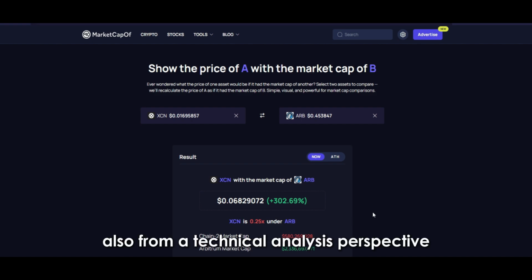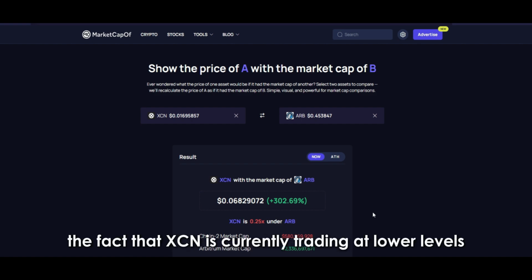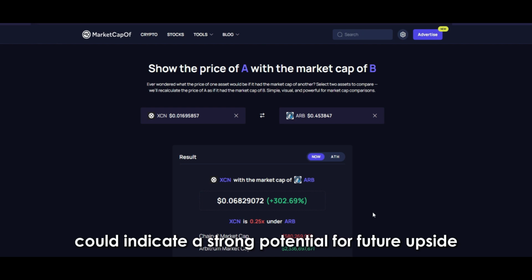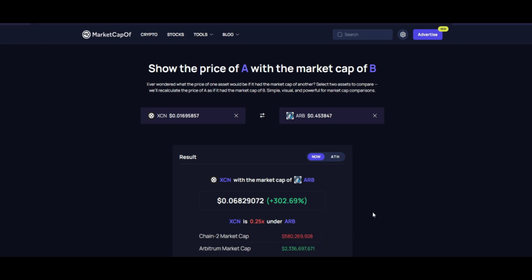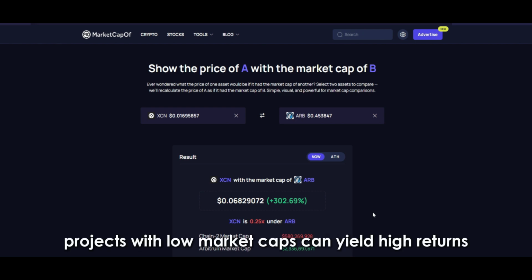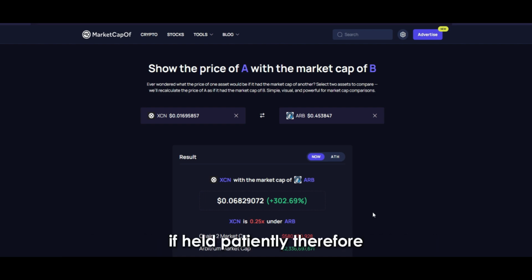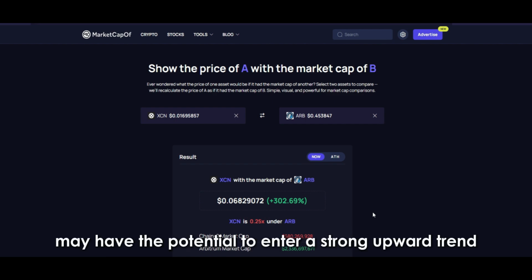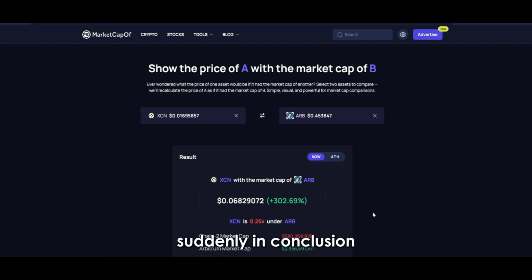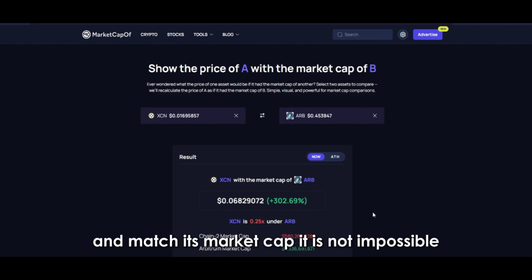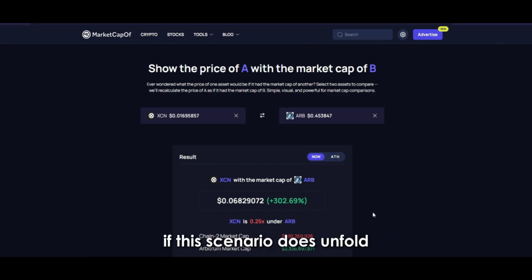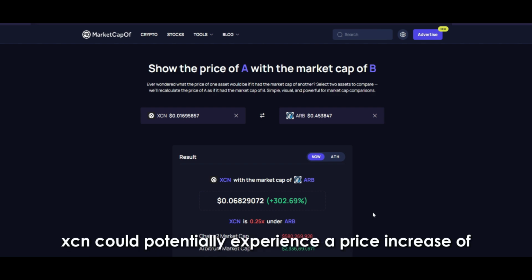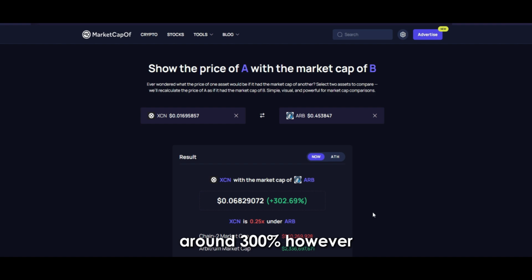Also, from a technical analysis perspective, the fact that XCN is currently trading at lower levels could indicate a strong potential for future upside. For long-term investors, projects with low market caps can yield high returns if held patiently. Therefore, XCN, like some small projects in the past, may have the potential to enter a strong upward trend suddenly. In conclusion, while it's quite challenging for XCN to grow as large as ARB and match its market cap, it is not impossible. If this scenario does unfold, XCN could potentially experience a price increase of around 300%.